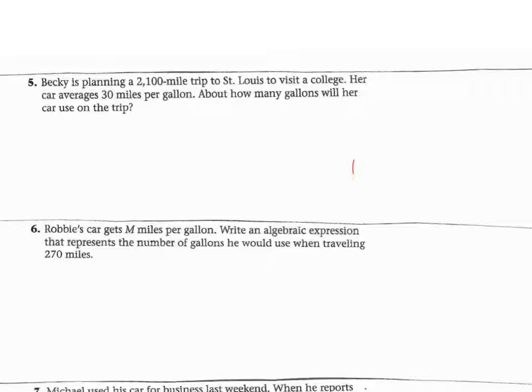Okay. Next page. It says Becky is traveling on a 2,100-mile trip to St. Louis to visit a college, and her car averages 30 miles per gallon. About how many gallons will the car use this trip? All right, to determine that, we would take her total miles, 2100, and we would divide it by her rate, or 30. What do you get? That is your answer.